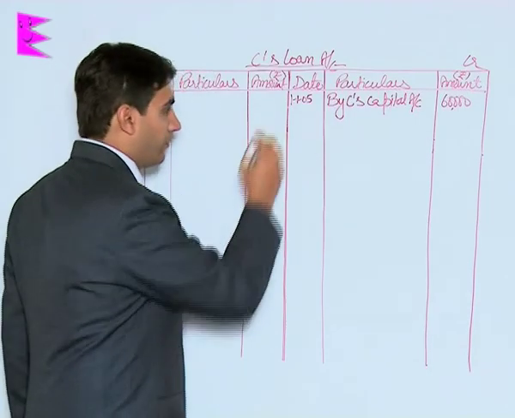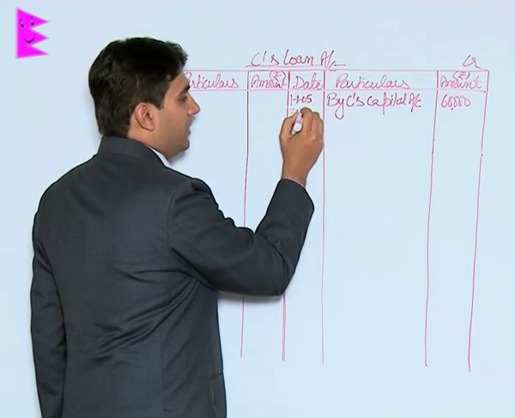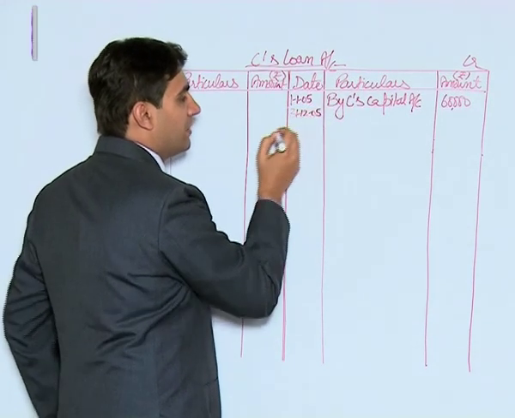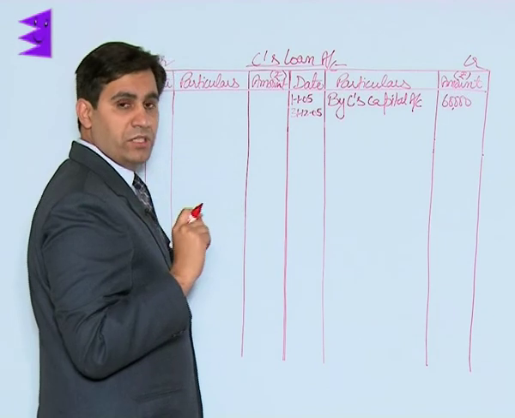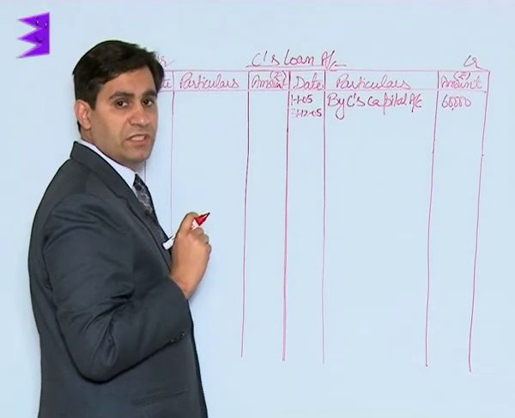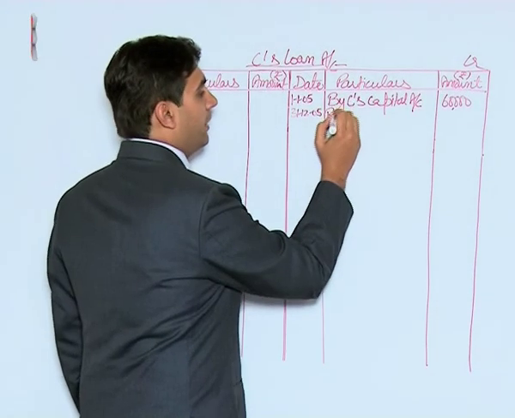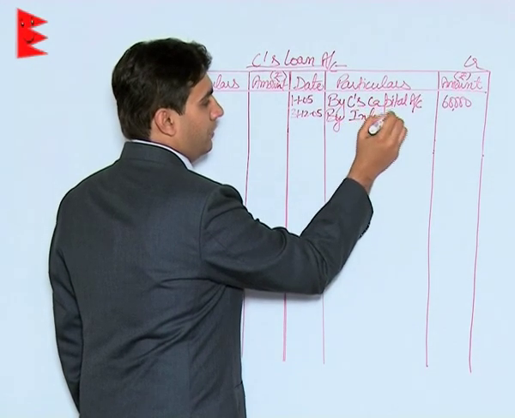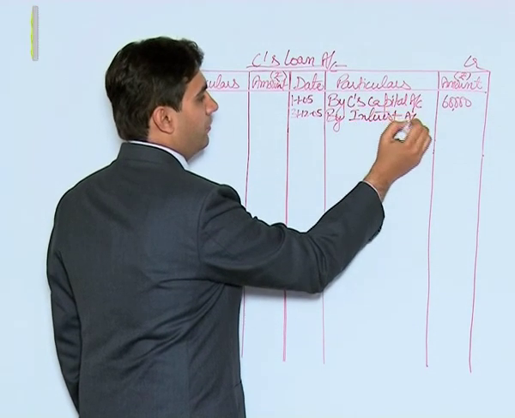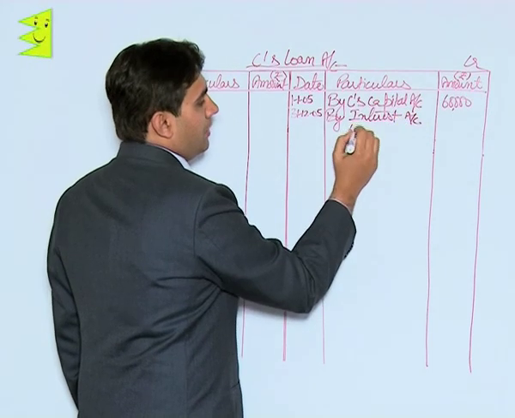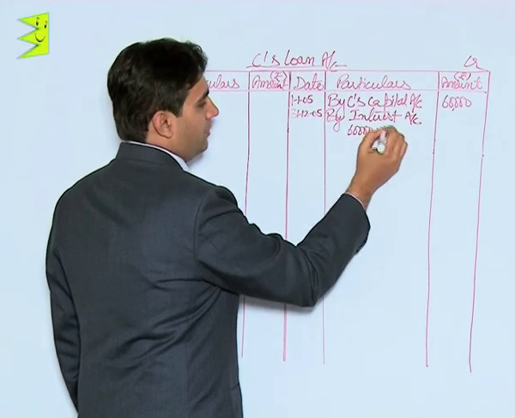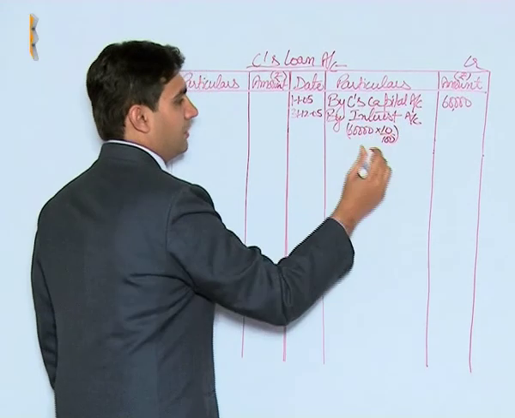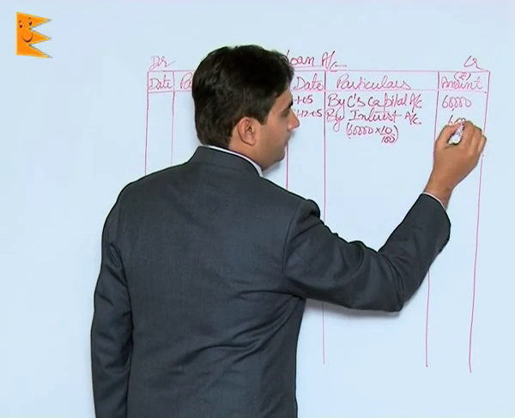Now, at the end of this year, that is 31st December 2005, it is clearly mentioned in the question that the accounts are closed on 31st December each year. Interest on the balance outstanding would be due. Interest account would be 10% of 60,000, which is 6,000.